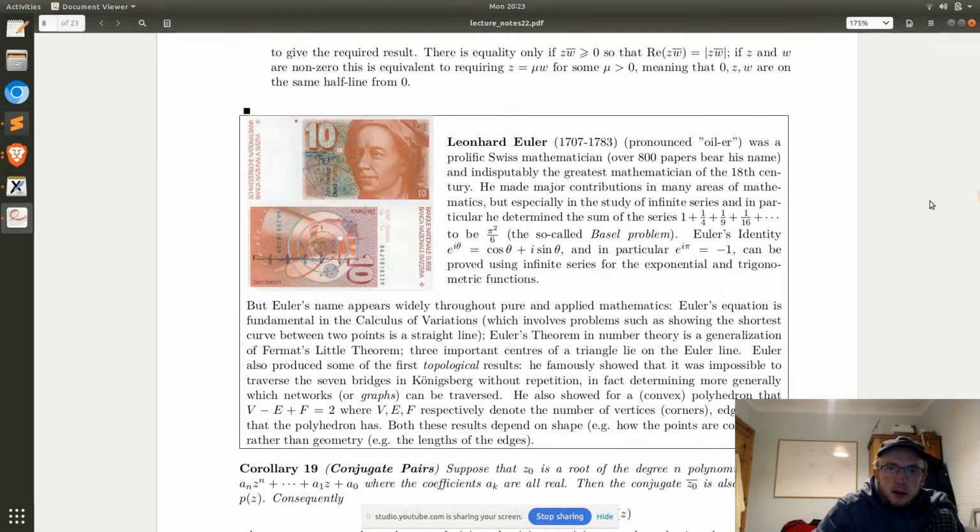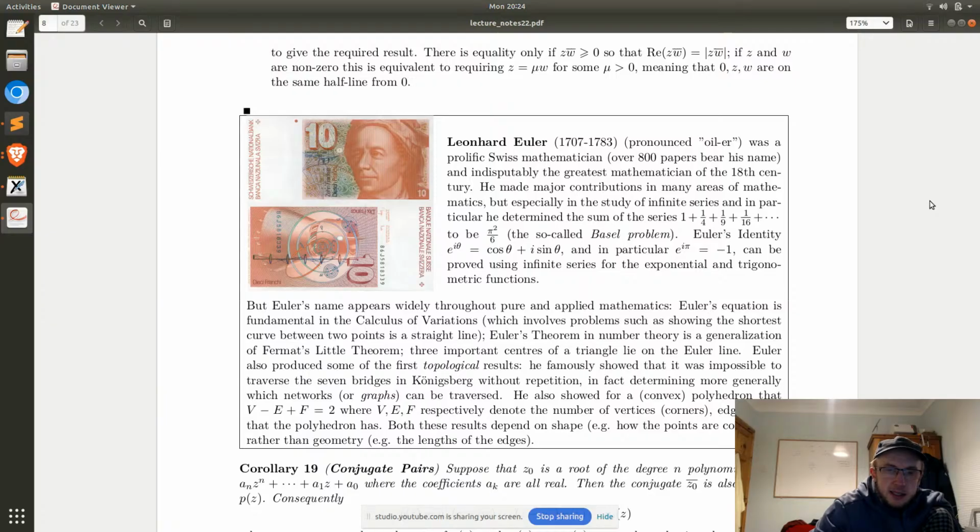In many areas of mathematics, but especially in the study of infinite series, and in particular, he determined the sum of the series 1 plus 1 over 4 plus 1 over 9 plus 1 over 16, etc., to be pi squared over 6, the so-called Basel problem.